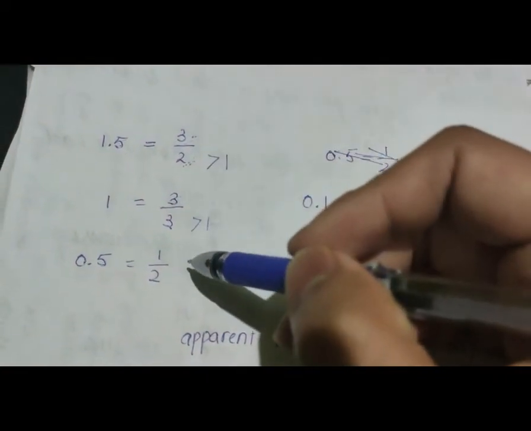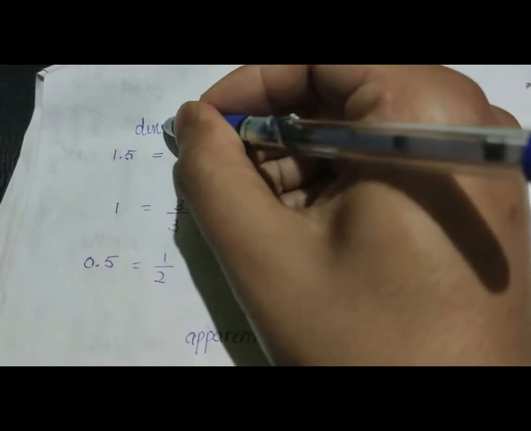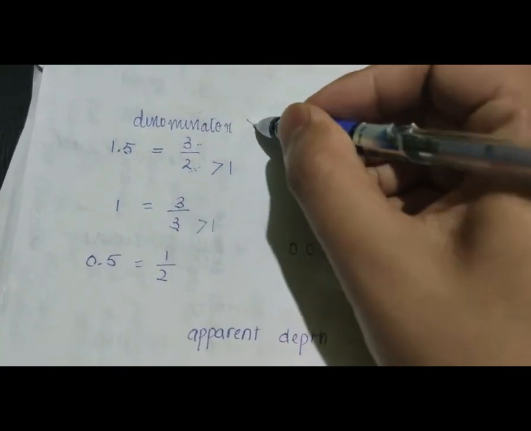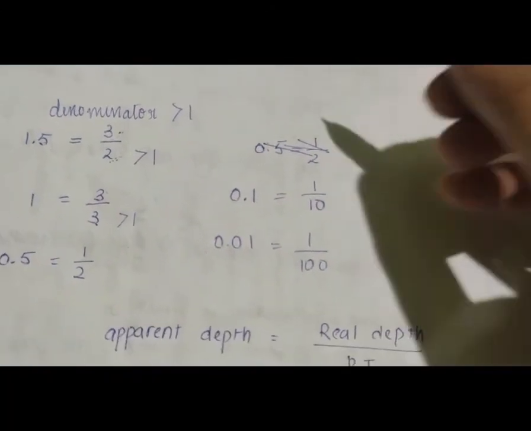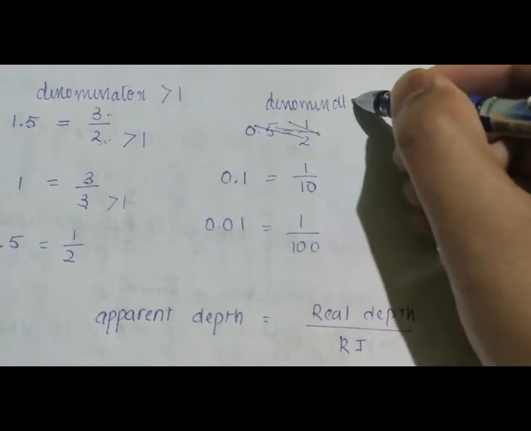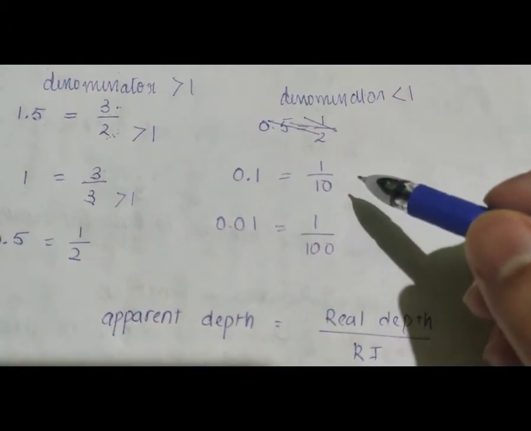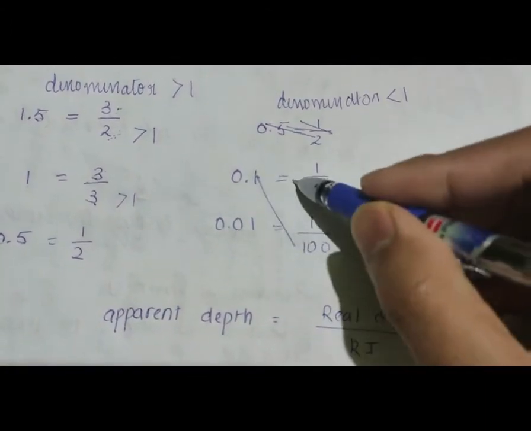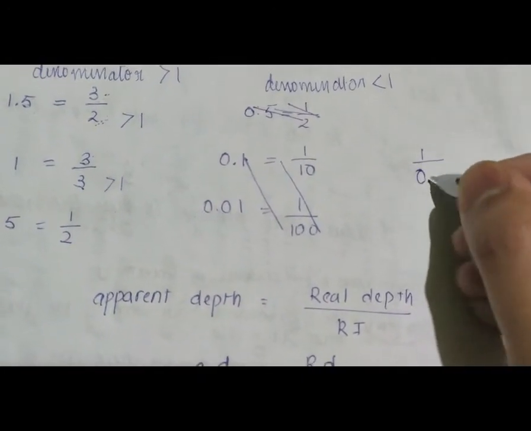So I have given you 3 examples. In all these cases, what do you notice in common? My denominator is greater than 1. Clear? Now let us consider the opposite case, when my denominator is less than 1. Let us say 1 divided by 0.1.